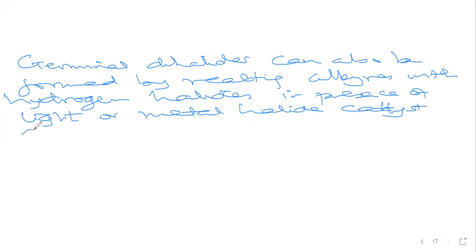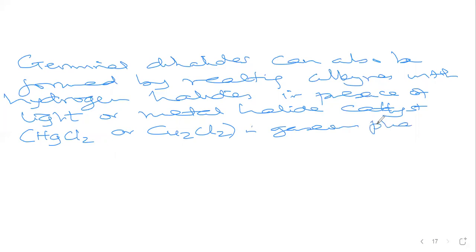Which metal halide catalyst do we commonly use? We use mercury(II) chloride or copper(I) chloride. This occurs in the gaseous phase. Why am I saying gaseous phase? That's because the copper(I) chloride is dimerized.